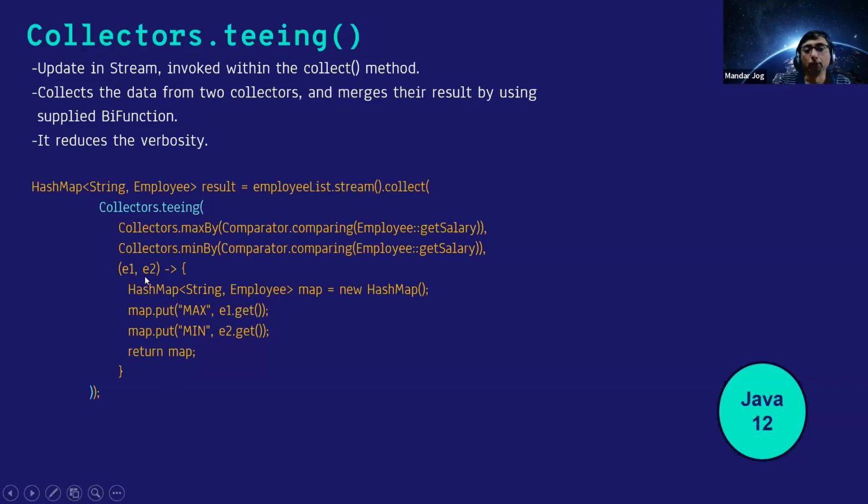And this is the BiFunction which is supplied, giving me two arguments. Whatever two arguments are there, I'm going to pass them into the hash map, and then I'm going to print the hash map to check the result. So this is about Collectors.teeing, probably the most difficult thing till now that we talked about.